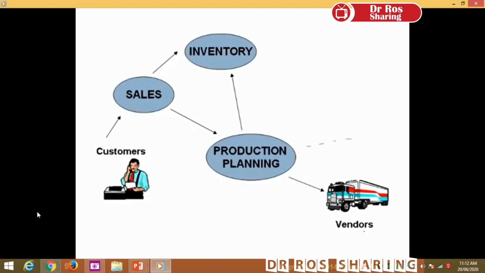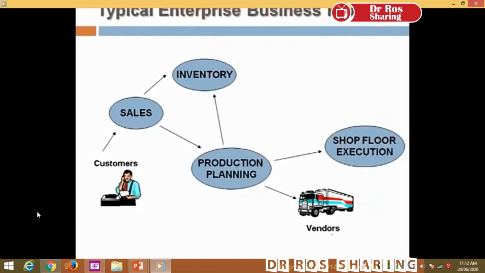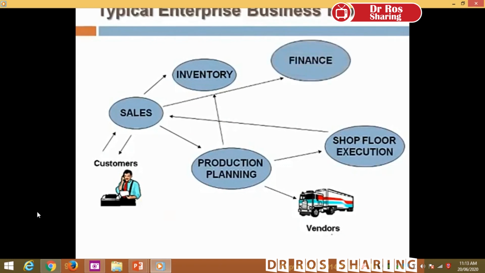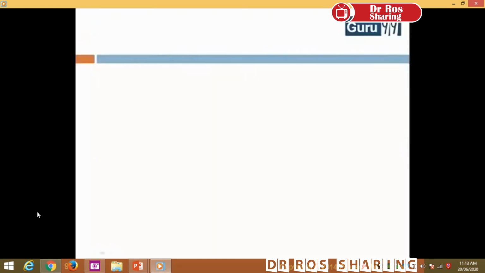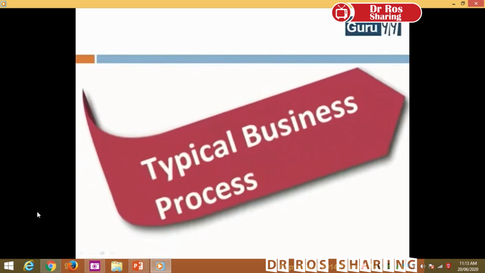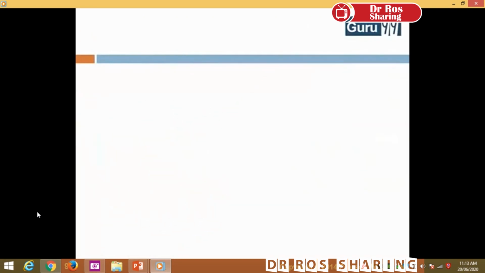Then production planning forwards the raw materials to the shop floor execution for actual production. Once ready, the shop floor team forwards the goods to the sales team, who in turn deliver it to the client. The sales team updates the finance department with revenue generated by the sale of the product. The production planning team updates the finance department with payments to be made to different vendors for raw materials. All departments approach HR for any human resource related issue. That is the typical business process of any manufacturing company.